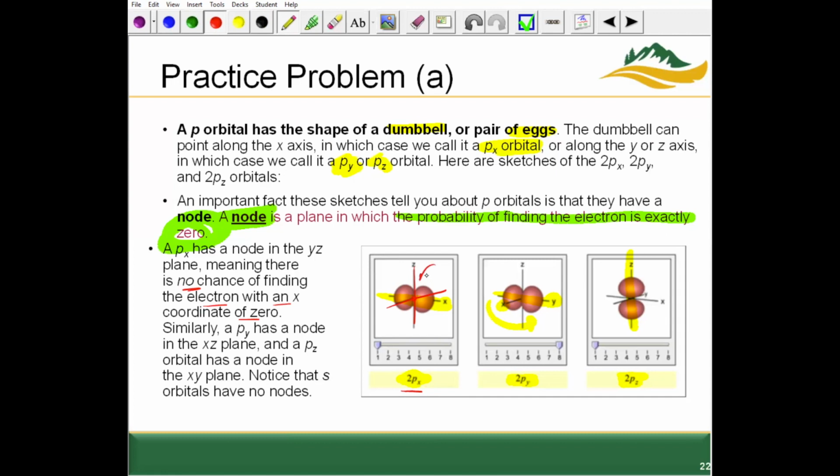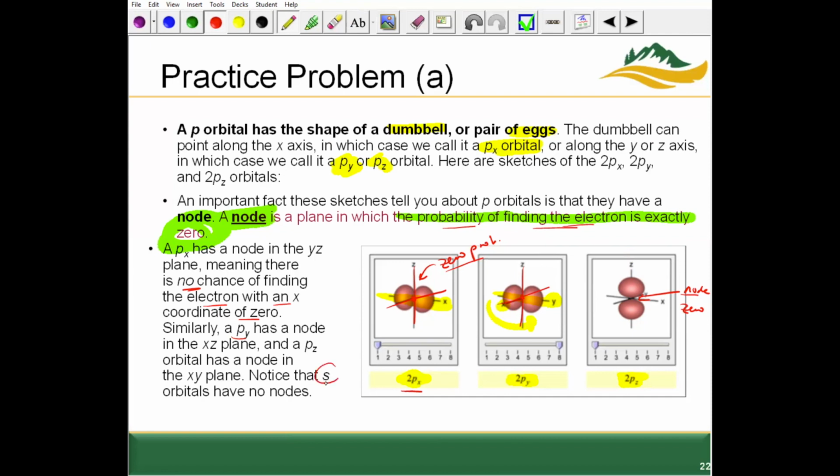So this point right here in the middle of those two flower petals, that's a node. That is where the probability of finding an electron is exactly 0. We're not going to find an electron right there in the middle of those two flower petals. Similarly, for a py orbital, that has a node in the xz plane. For a pz orbital, that has a node in the xy plane, so it's a little bit easier to see here. So that's that node here, where the probability of finding an electron is exactly 0.